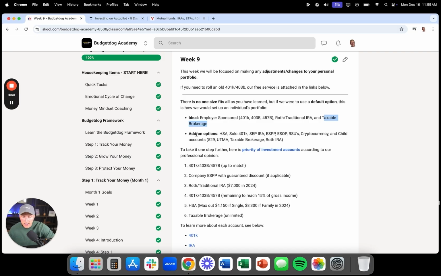So the second thing is add-on options. Things I talk about a lot, which I highly recommend, but it depends on the situation and also how you're positioned and what your goals are. So HSA, solo 401k. I have both of these. Health savings account, and then also as a self-employed individual, a solo 401k for my wife and I.